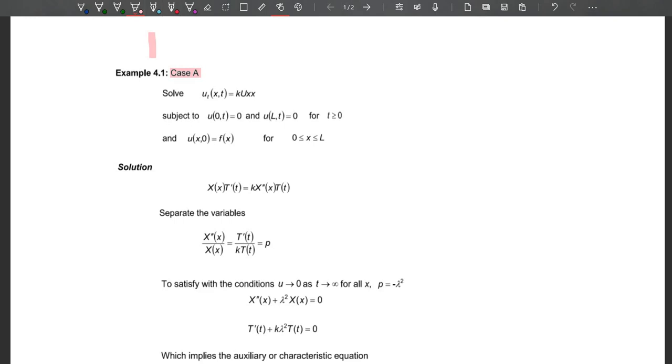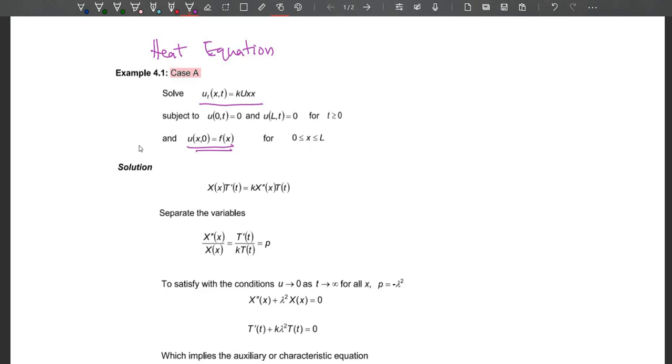Okay, this is for the heat equation. For case A, let's say we want to solve u_t = k u_xx. This is the standard heat equation, subject to u(0,t) = 0 and u(L,t) = 0 for t greater than or equal to 0, and u(x,0) = f(x). This is the initial temperature, for x between 0 and L.